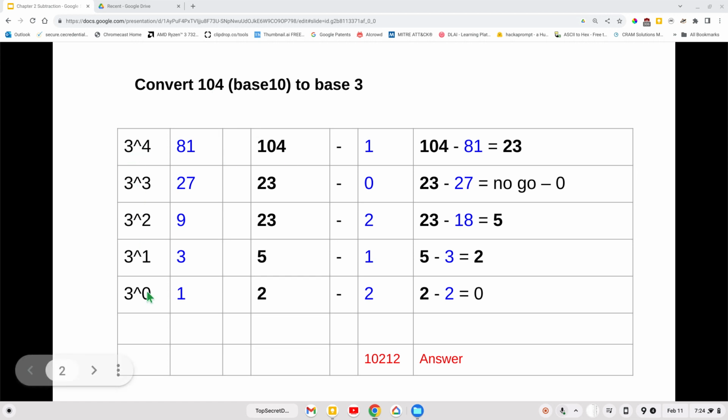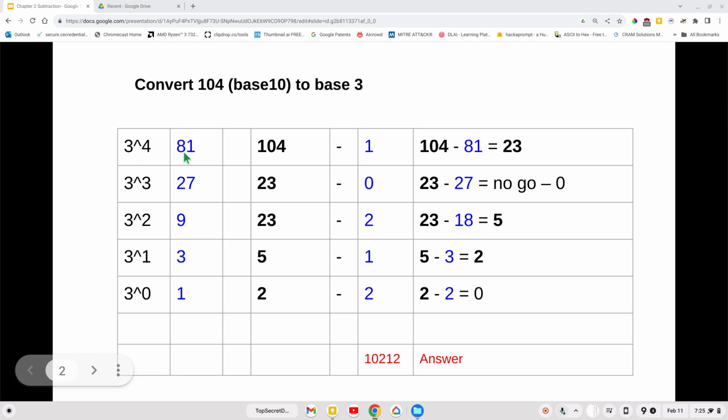Then I do this all the way down. So 3 to the 4th is 81. This helps me determine how many digits. With 3 to the 4th power, that's going to give me 5 digits: 1, 2, 3, 4, 5. Can't forget to include 0. So I know that my answer is going to be 5 digits. Down here, 1, 2, 3, 4, 5.